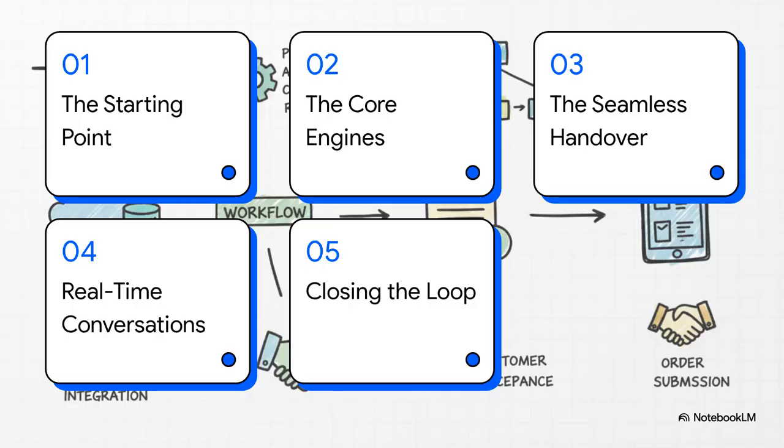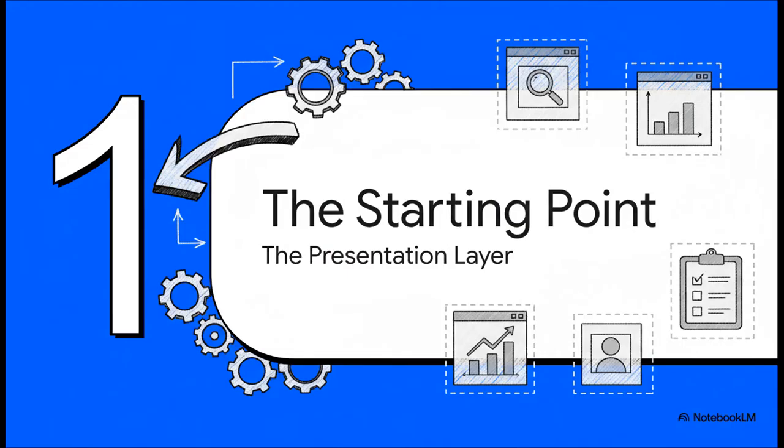And here's our roadmap for that journey. We'll start right where the user does, then we'll dive deep into the core engines that do all the heavy lifting. We'll see how these systems hand off control to each other, listen in on their real-time chats, and finally, we'll watch how the whole loop gets closed to create that final, official order. Okay, let's dive in. Our journey begins right here at the starting point.